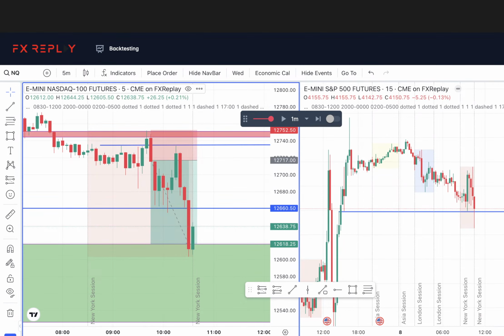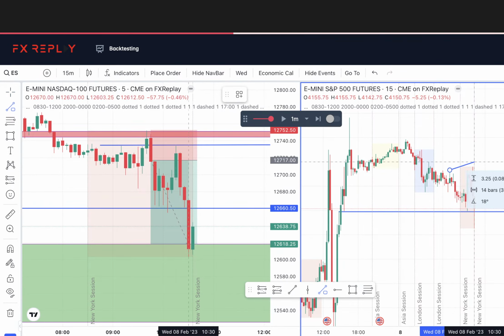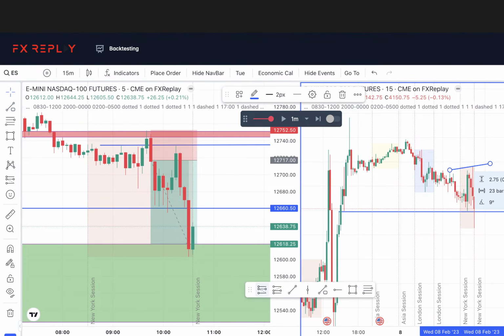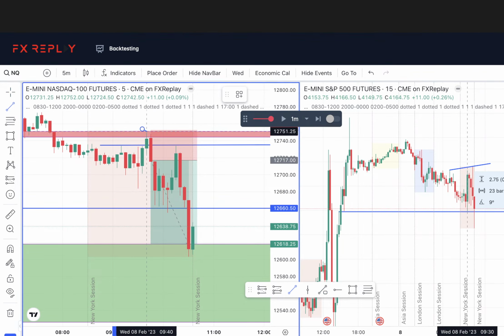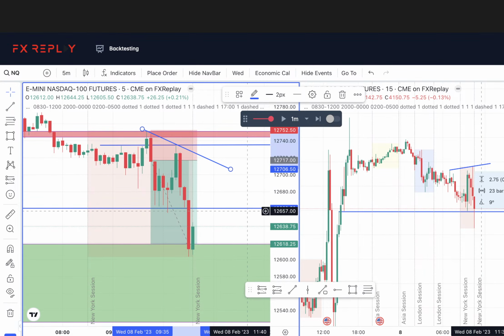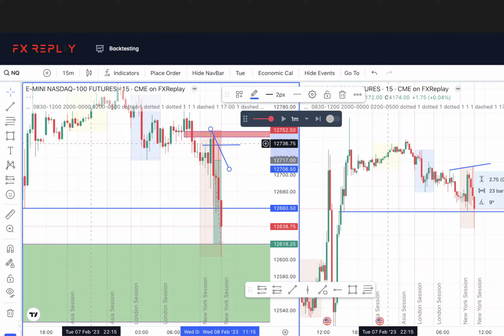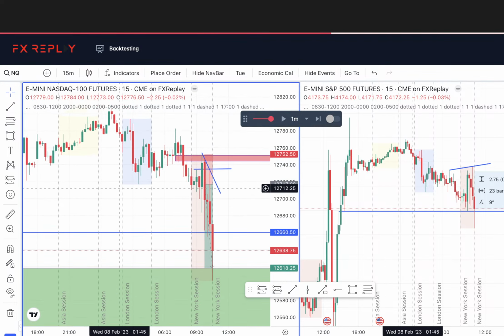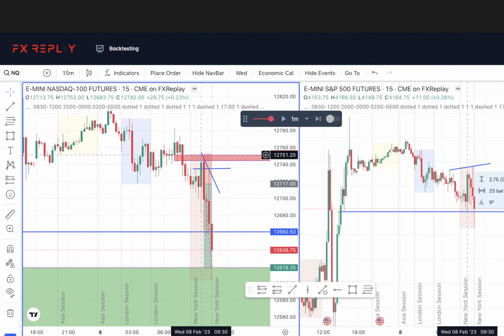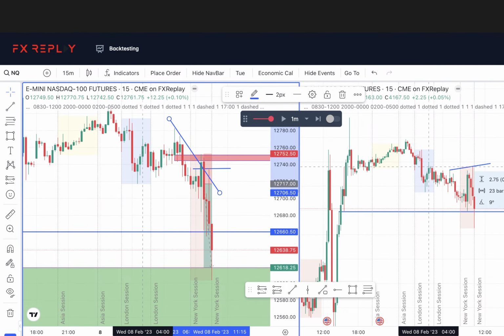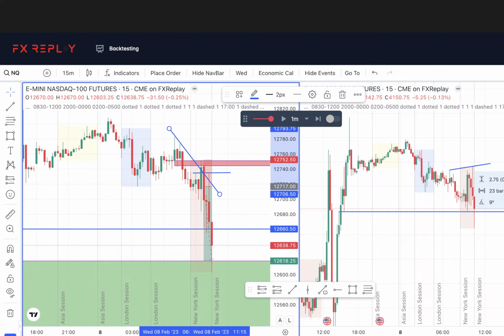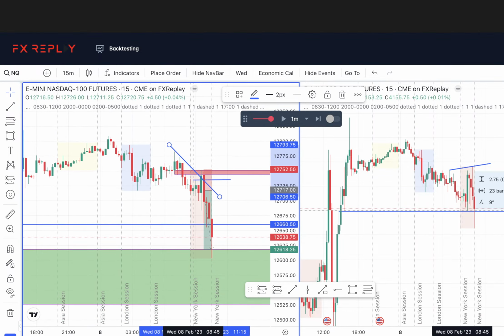And then let's look, I think we also have SMT divergence. We have ES swept the highs, and then NQ went lower. I think that's the same candle. Let's look on the 15-minute to be sure. Yeah, either way, lower, higher. Very confident in it going down. You see what I'm saying?